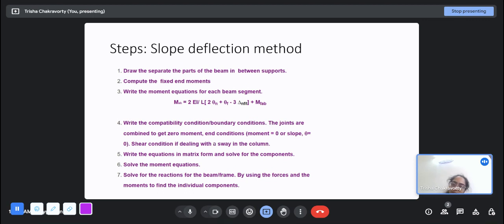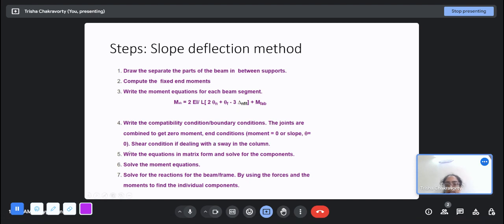In slope deflection method, we draw the separate parts of a beam in between supports. We compute the fixed end moments. A fixed beam is basically a beam with fixed supports on both ends. It's not a cantilever beam; it's a beam with fixed supports on both ends. There are methods to compute the fixed end moments. Then we write the moment equations for each beam.